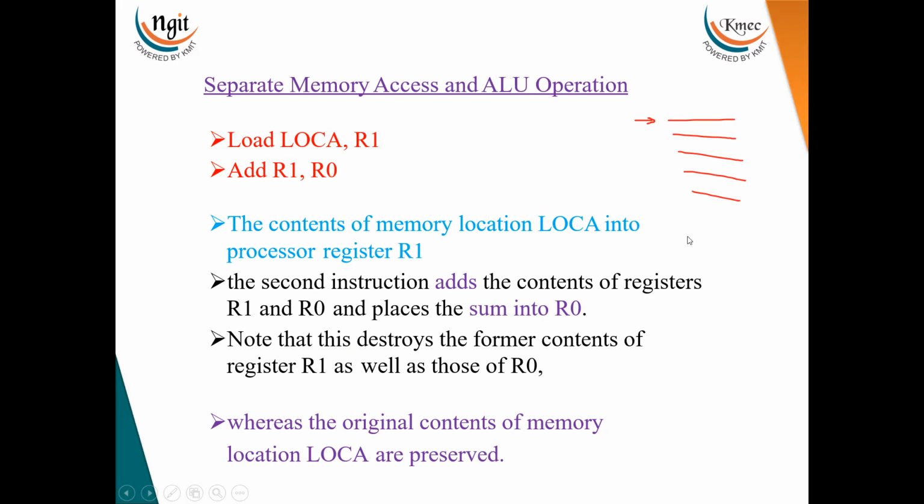For example, in the location, the value two is there. In the R1 register, three; in the R0 register, three is there. That two we move into the register R1. Now R1 contains 2 and R0 contains 3, and these two values we add by using the add instruction. This is called an assembly level language program.